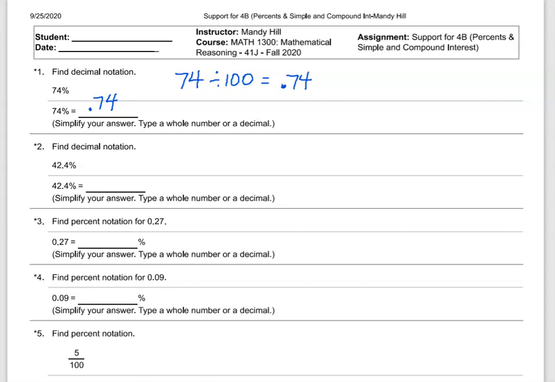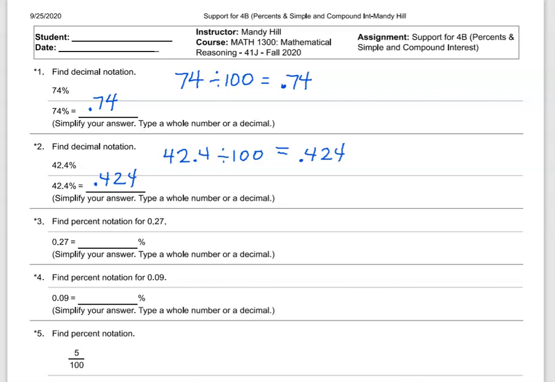Find decimal notation. Well, this would be similar to what we just did, right? If it's a percent and we want decimal, then we're going to divide by 100. And most of the time, I'll hear a lot of students say, well, just move the decimal over 2 places, right? It's the same thing as dividing by 100. But if I say divide by 100, somehow that sticks a little bit better.